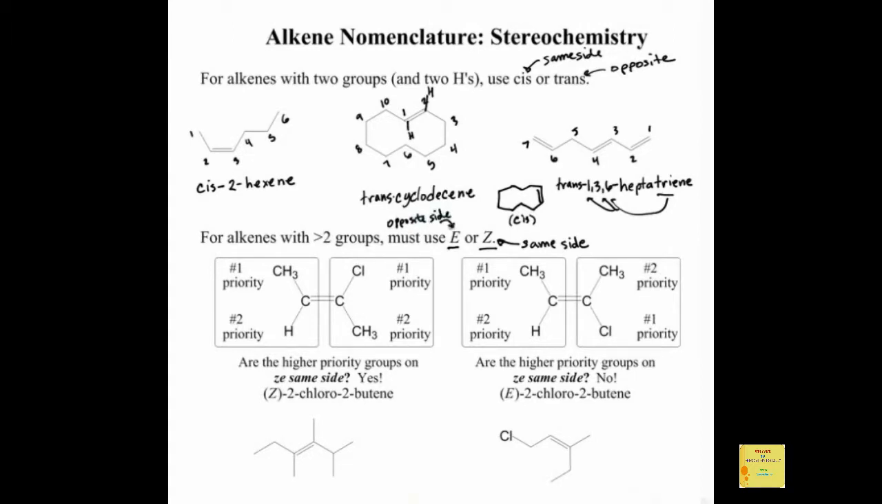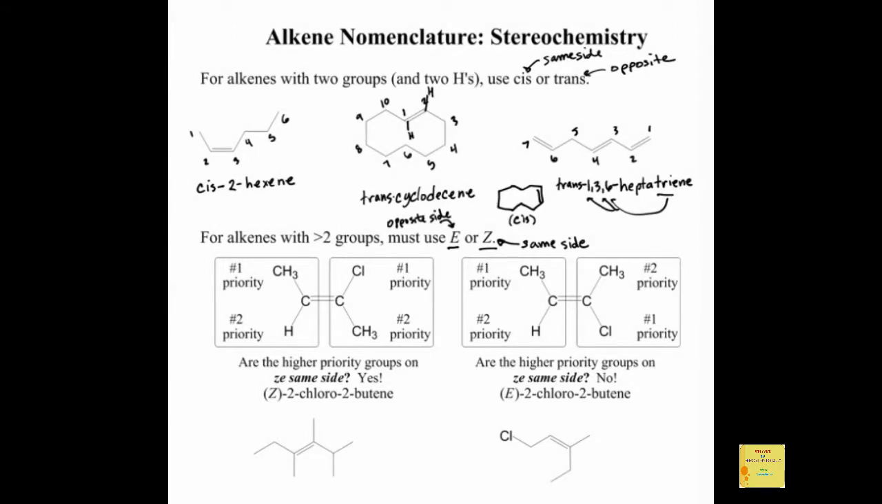Now, where do these letters come from, E and Z? They come from German words. So if you speak German, you will have no trouble remembering these rules. If you're like me and these words are not familiar to you, then you need some kind of way to remember which is E and which is Z and what they mean. I have a little mnemonic that I came up with that I'll share with you, see if that helps.